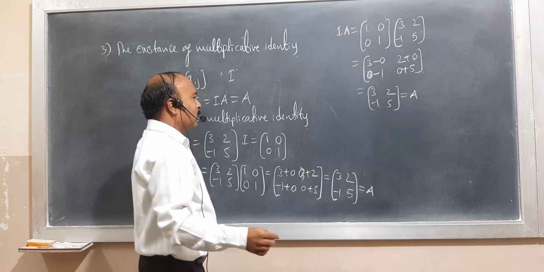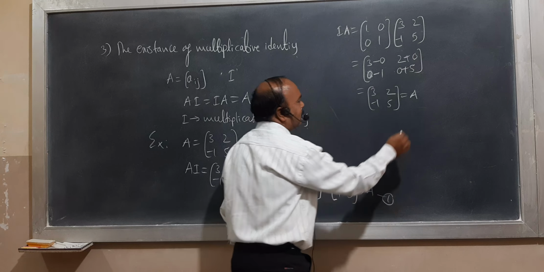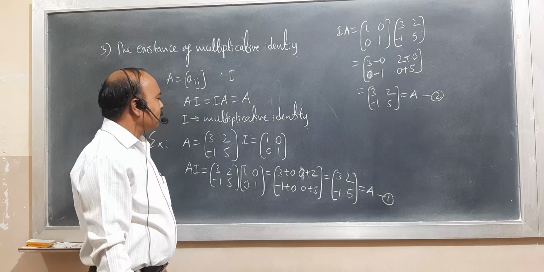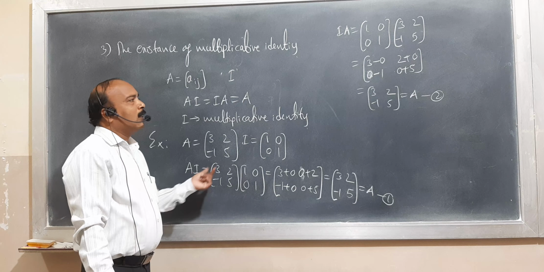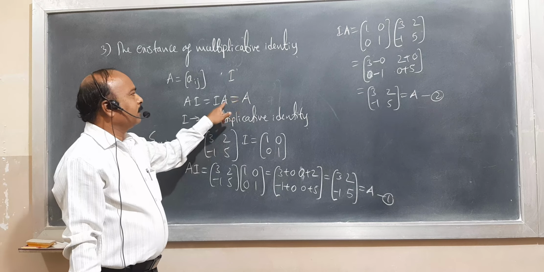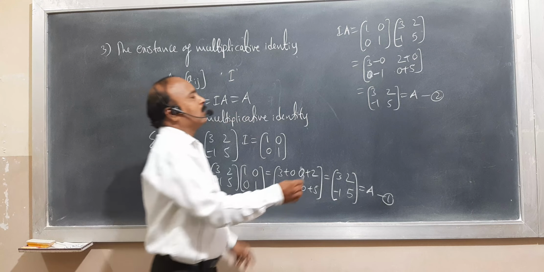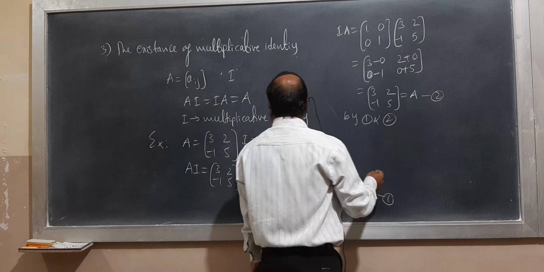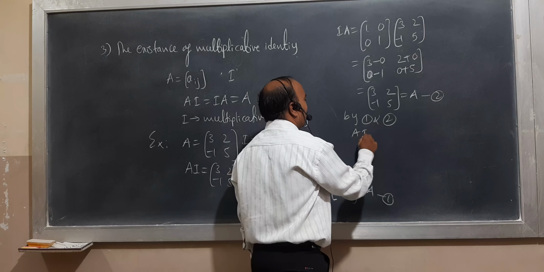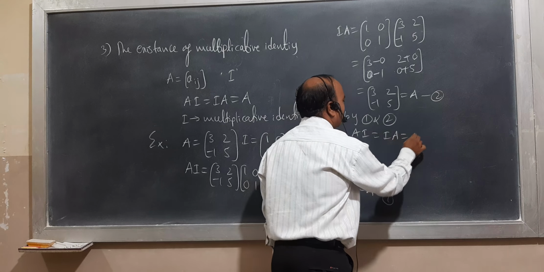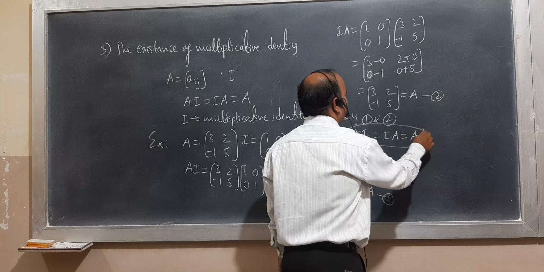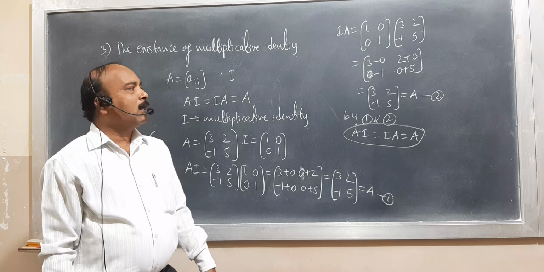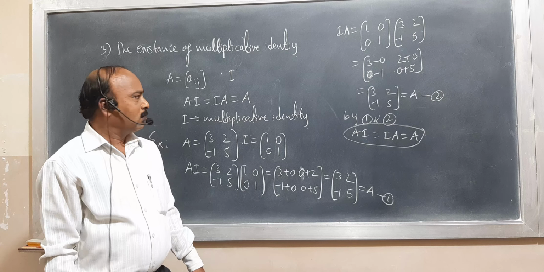Now you call this 1 and this 2. So from 1 and 2 what do you conclude here? Either it is A into I or I into A, your result must be equal to matrix A only. Therefore, by 1 and 2, we conclude that A into I equal to I into A equal to A, where I is nothing but the multiplicative identity or identity element under multiplication of matrices. Write this example.